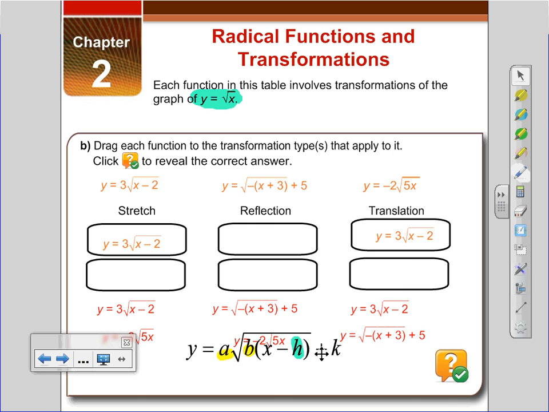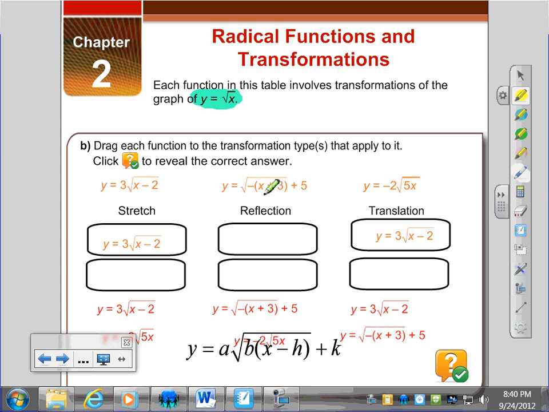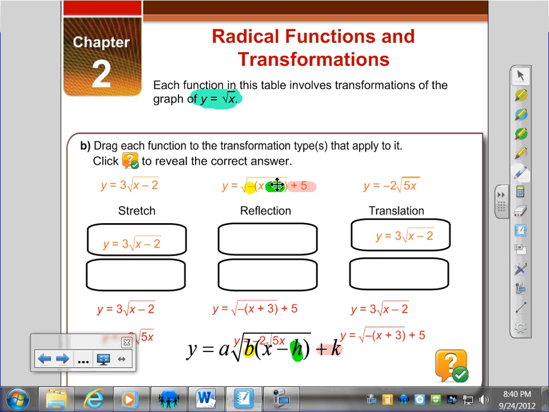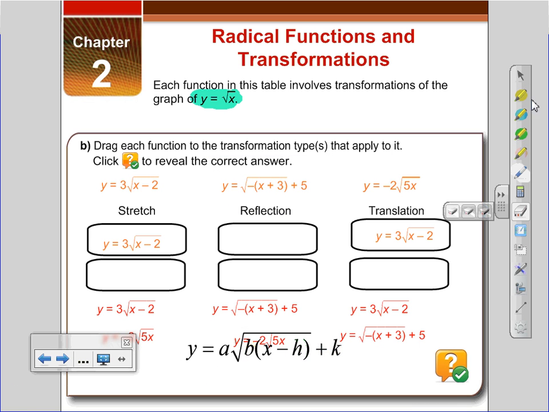When I look at the next one, I see there's a negative in front of that, but underneath the root, so that's your b value. So that's a reflection. We've got another horizontal translation, and now we have a vertical translation as well. It's outside the root. And so we have both translations now, and we have a reflection. So I can drag that over here, and this guy would be a reflection.